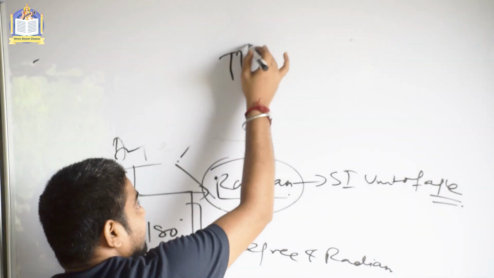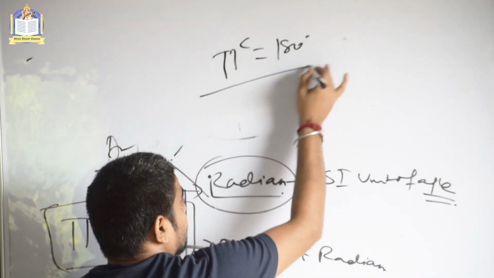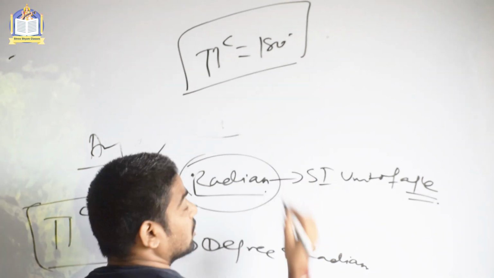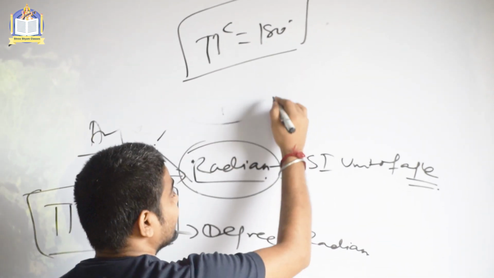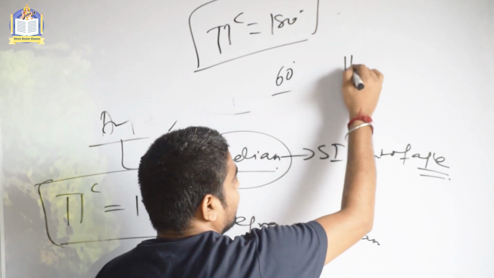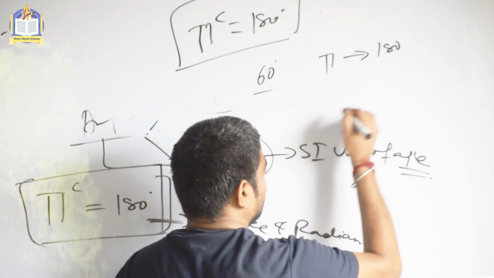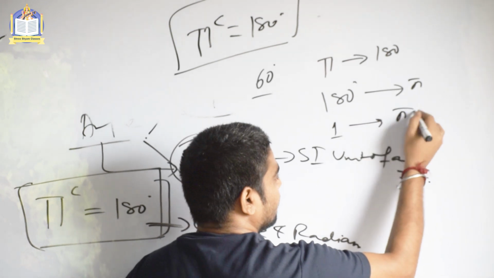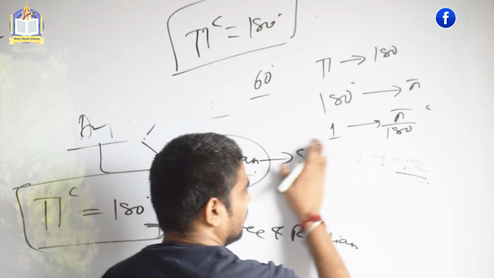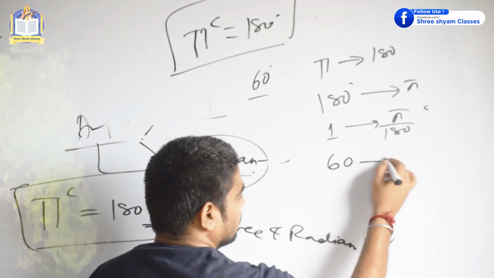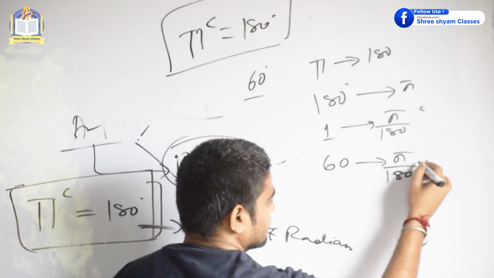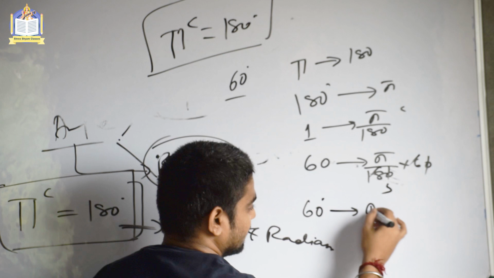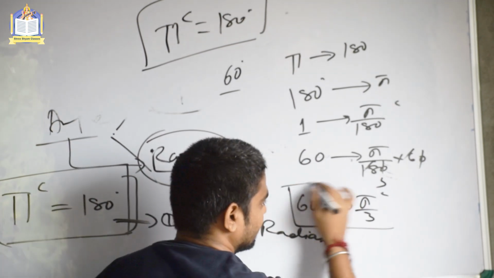So pi radian equals 180 degree. Now let's convert degree into radian. If we require to find 60 degree, pi radian is equal to 180 degree, or you can say 180 degree is equal to pi radian. So 1 degree equals pi by 180 radian. So 60 degree is equal to pi by 180 into 60. 6 times 3 is 18, so 60 degree is equal to pi by 3 radian.